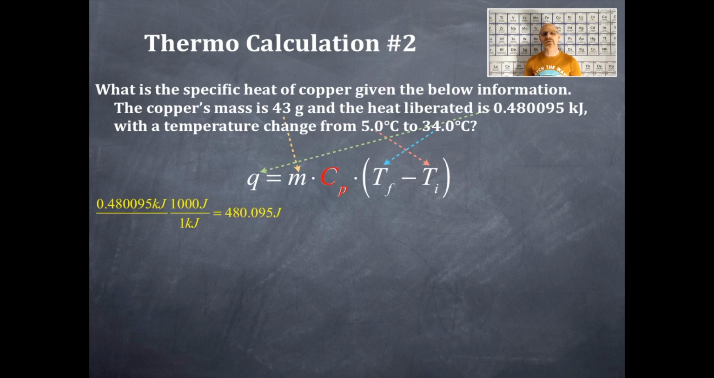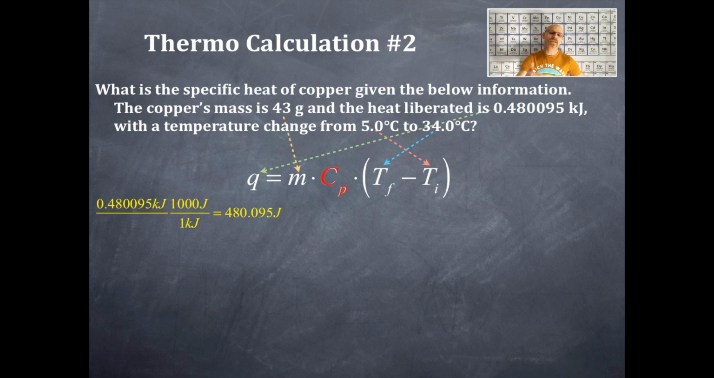So here is that calculation right here. I've converted the 0.480095 kilojoules into joules using 1 kilojoule is equal to 1,000 joules. And you get 480.095 joules. I've maintained the same number of significant figures that was in that originally, because the number 1 in 1 kilojoule has an infinite number of significant figures. Same with the 1,000 for the joules, because both of these are a definition. That is, 1 kilojoule is equal to 1,000 joules.